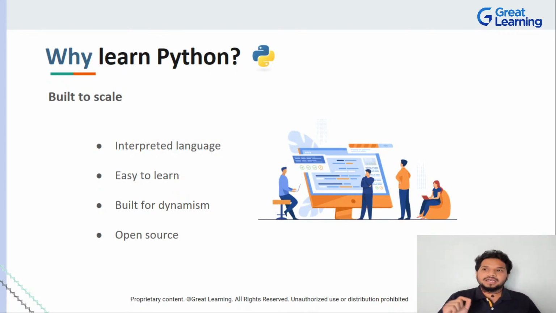Because let me tell you why. If you worked on languages such as C and C++, these are compiler-based programming languages where you have to compile the entire program at a time and only then run it if it does not have errors. With respect to an interpreted programming language like Python, every line of code that you write will be executed one by one. It will not execute everything all together. It will do it one by one, in order.